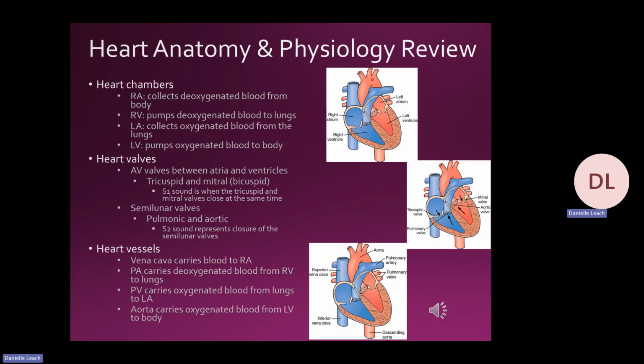Then when we're talking about the heart valves, we have two different main types: the AV valves that are between the atria and the ventricles, and also the semilunar valves, which are the pulmonic and the aortic valves. So the two AV valves are the tricuspid on the right side, and then the mitral, also called the bicuspid, on the left side of the heart. Then the other vessels, I already pretty much went over them when I was talking about the blood flow at the heart, but you can read this bottom part yourself.